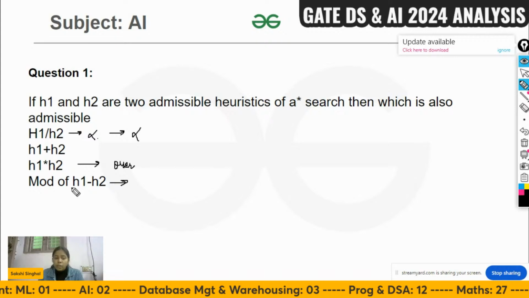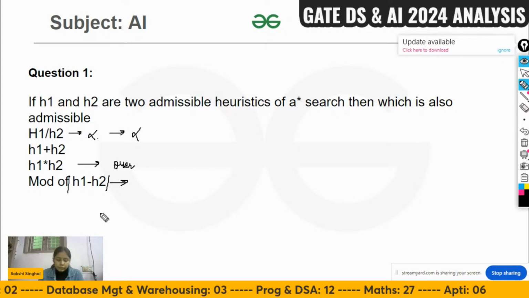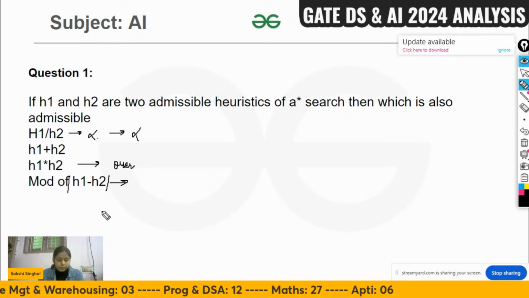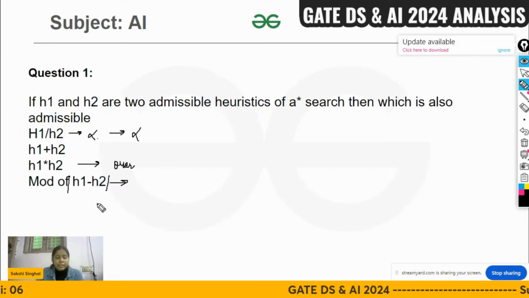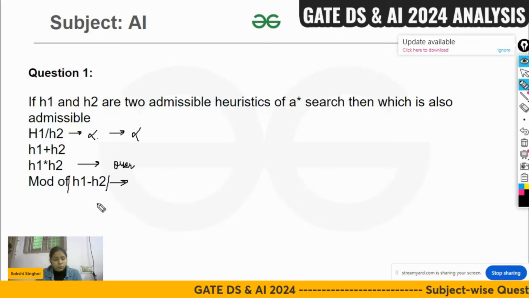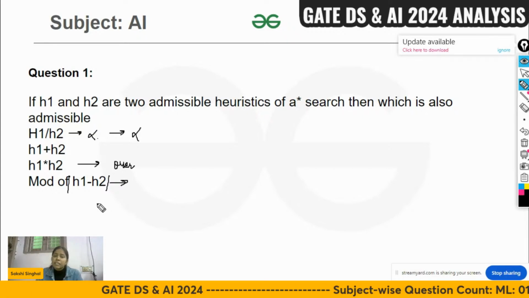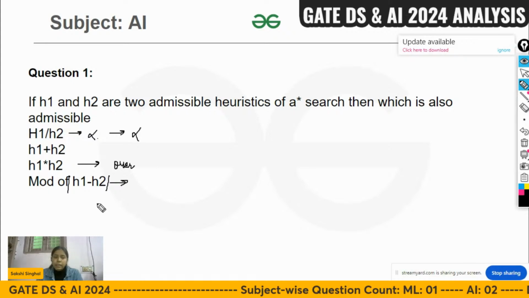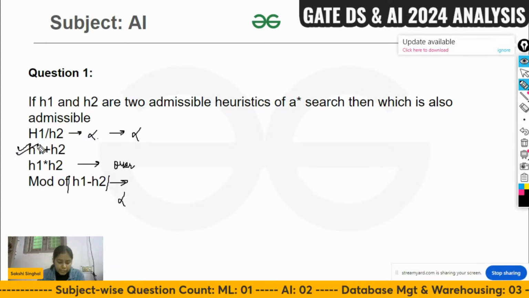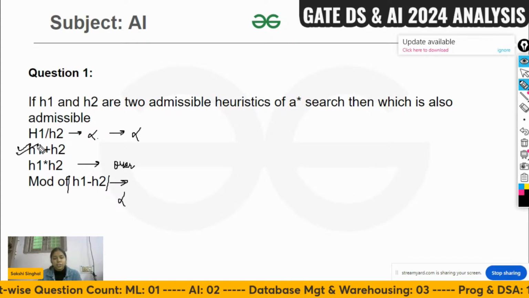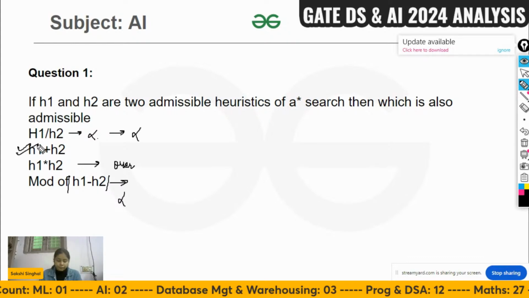Let's talk about modulus of h1 minus h2. You can consider a case where one function significantly underestimates. Let's suppose h2 is significantly underestimating and the other one is actually closer to the cost. In such cases, it would be non-admissible. So h1 plus h2 would be the admissible function for the heuristic function.